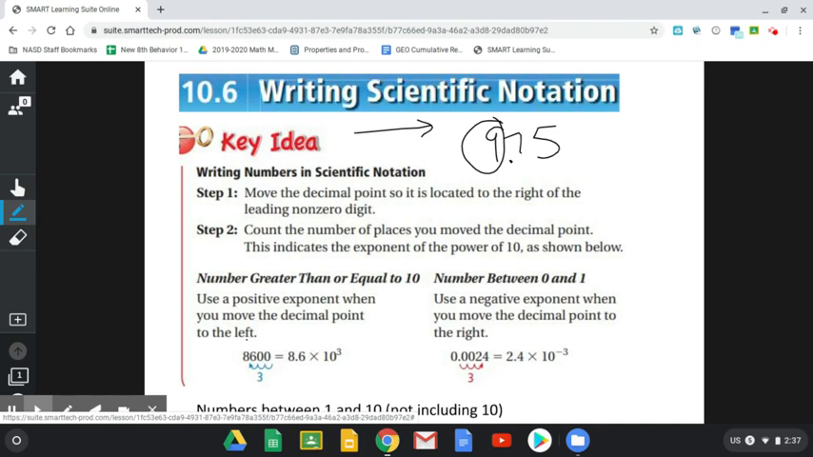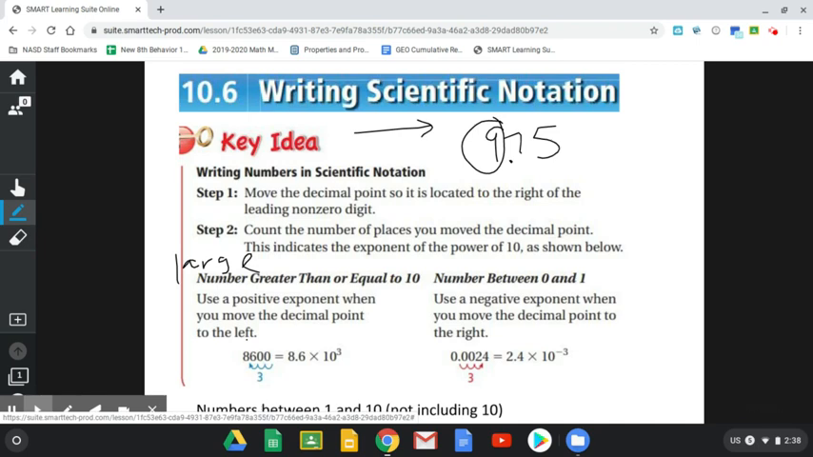Step number 2 is we're going to count the number of places that you move the decimal point, and this will indicate the exponent of the base 10 that we're going to use as our second factor. And down below here, we can see that there are a couple of additional notes that tell us more about moving this decimal. So if we start out with a number that's greater than or equal to 10, we're going to call that a large number. I'm going to write that down here. Anything that's greater than or equal to 10, we're going to call large.